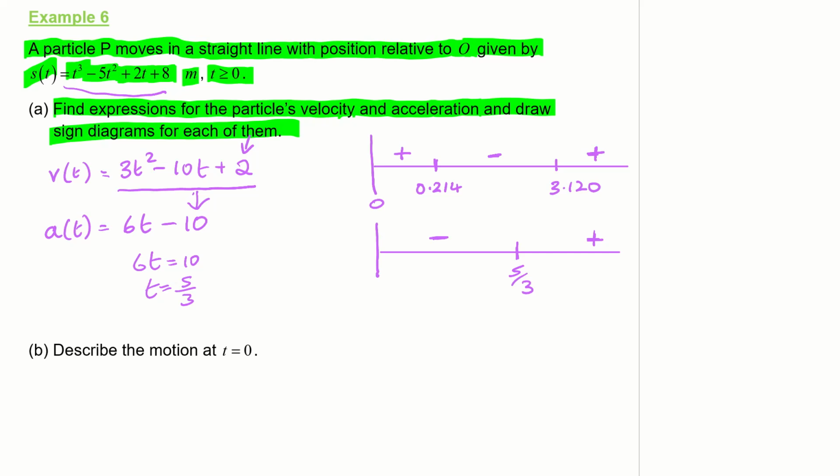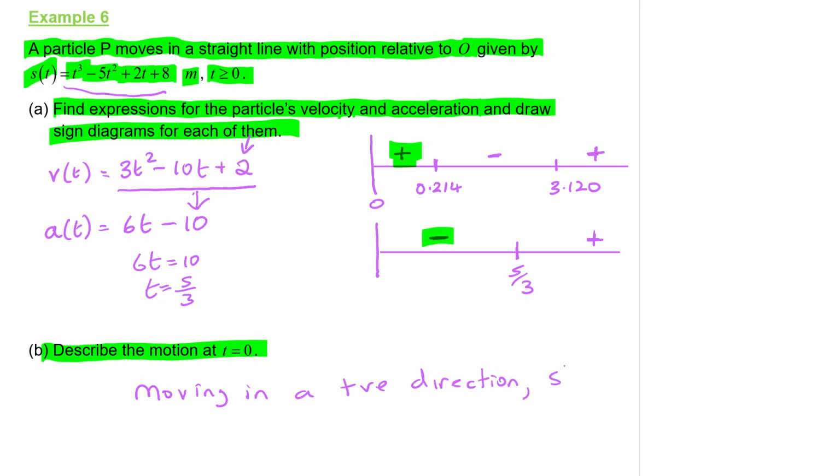So we're now asked to describe the motion at t equals 0. Well, we can see it's got a positive velocity and a negative acceleration. So it is moving in a positive direction and slowing down. Slowing down because the movement is that way, but the acceleration is that way.